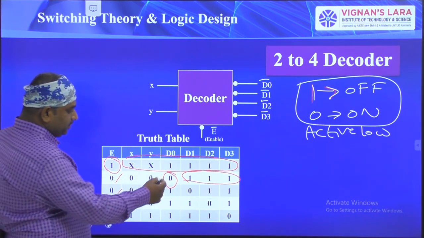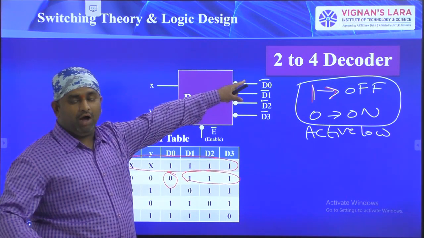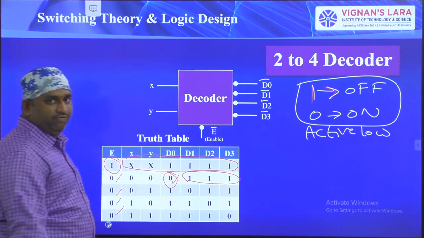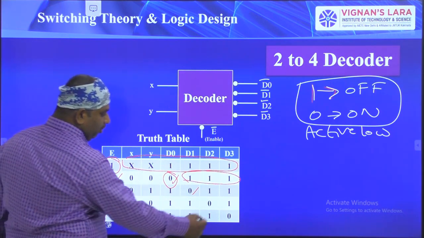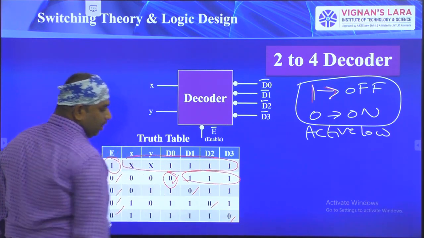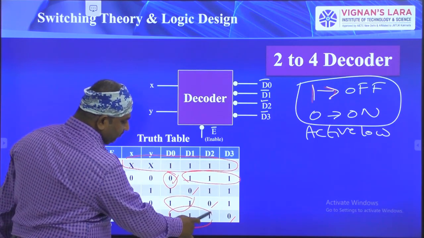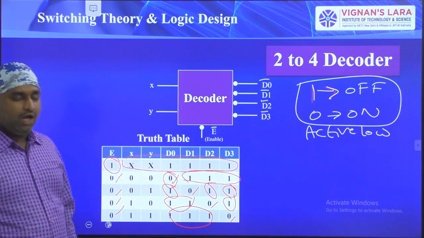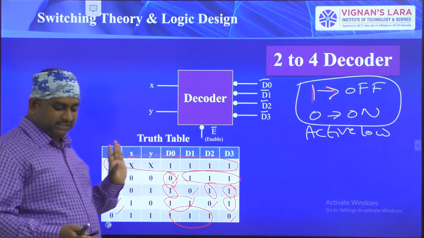Coming to the outputs, if you have to select D0, then the remaining terminals you are not selecting. The one you are selecting, you have to represent with 0. If you are selecting D1, you represent it with 0. If you are selecting D2 or D3, you represent it with 0. And all the remaining combinations you have to represent with 1, where 1 is the not working condition. This is an example for active low signals.